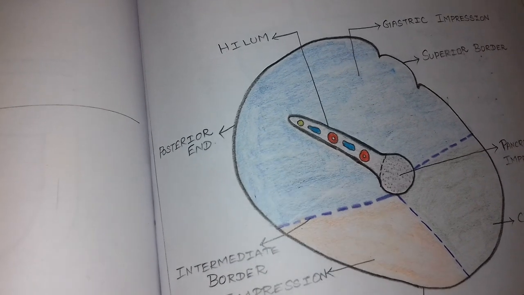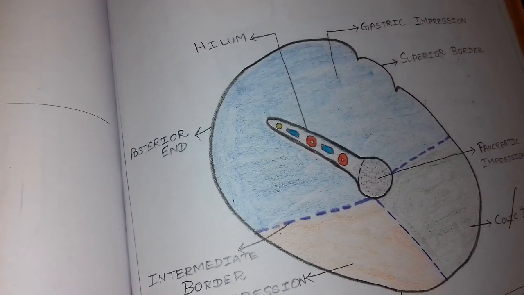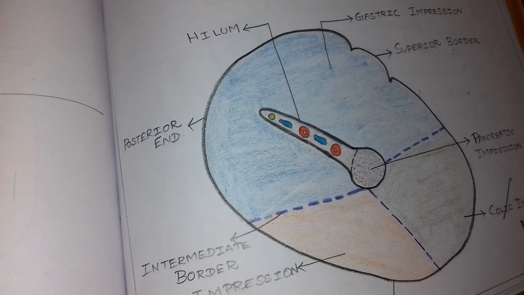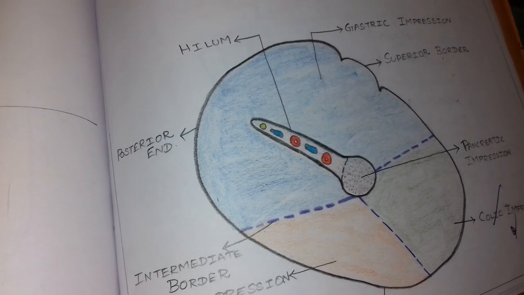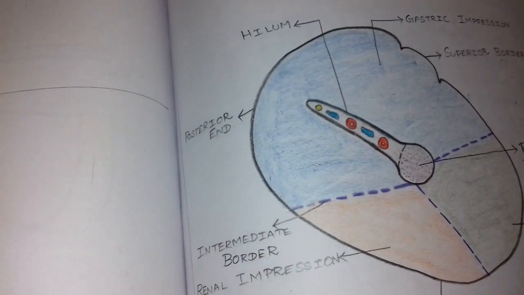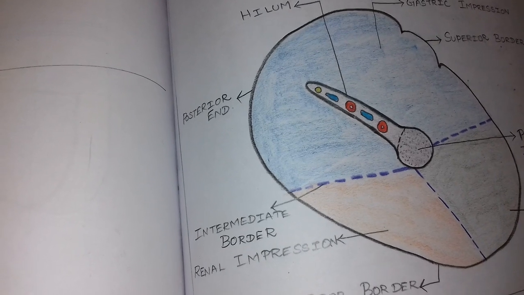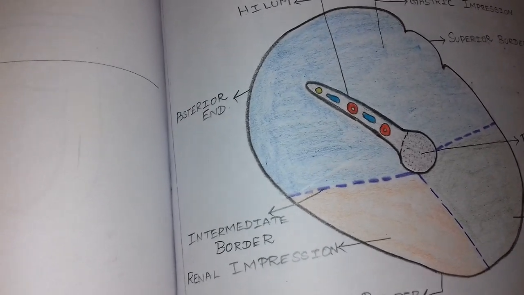Splenectomy is the surgical removal of the spleen. While doing splenectomy, the tail of the pancreas should not be damaged because the tail of the pancreas extends up to the hilum of the spleen. So during splenectomy, the tail of the pancreas should be preserved.